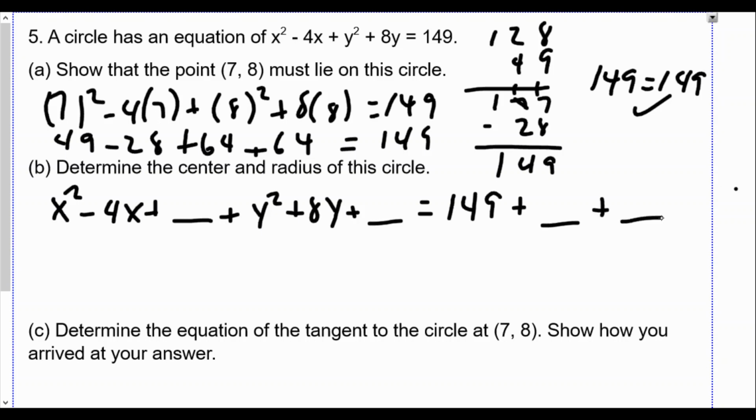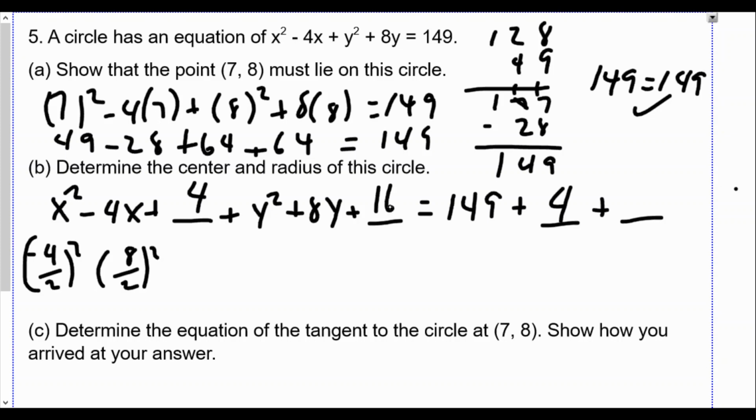And so here, we remember in this case, we take the b value, which here is negative 4, divide by 2, and square it. That will give us a value of 4. We're adding that here and here. The same thing occurs for the other value, for y. We take 8 divided by 2 and square it. That gives us 4 squared, 16. Add the 16 here.